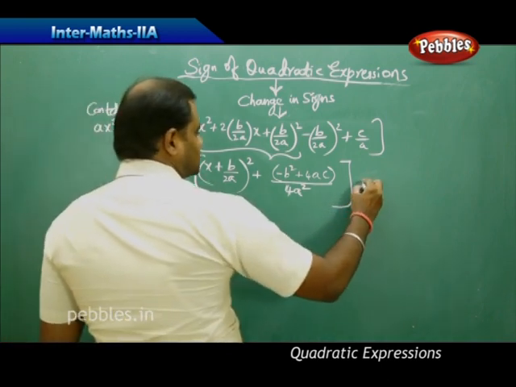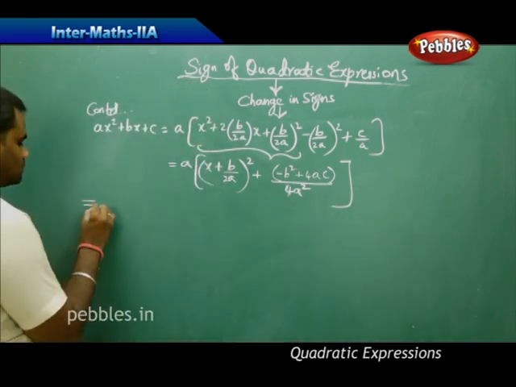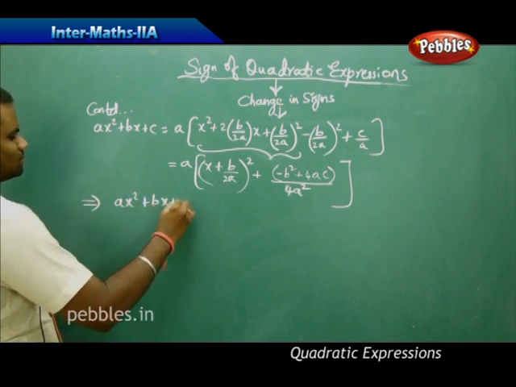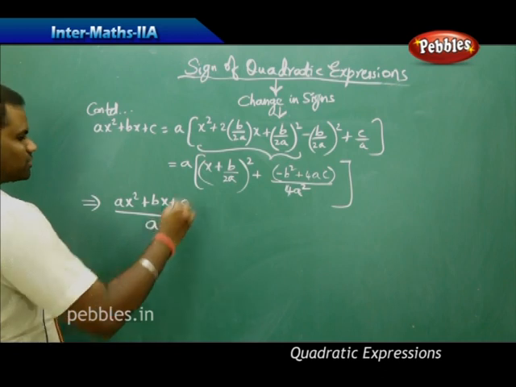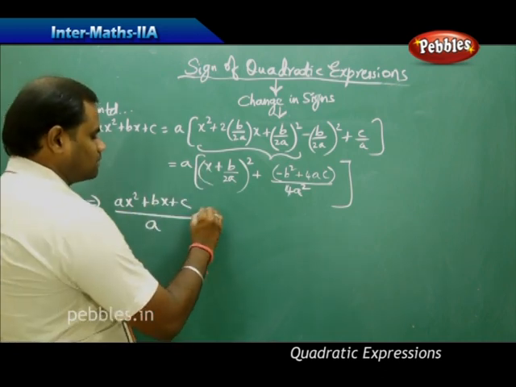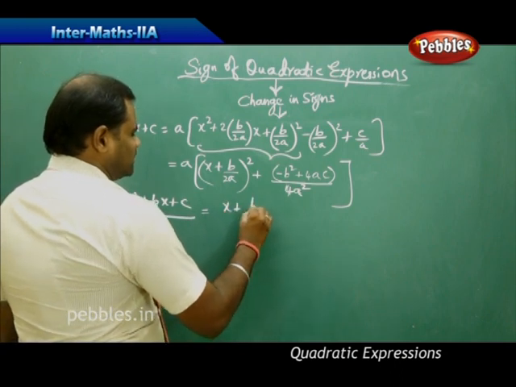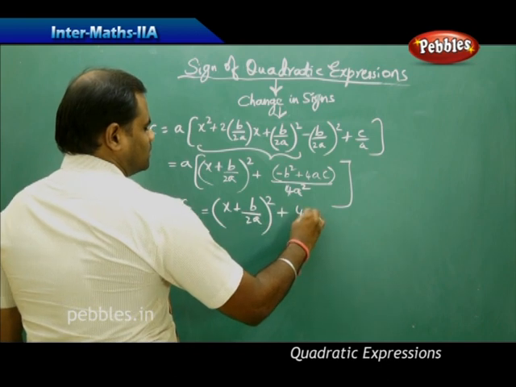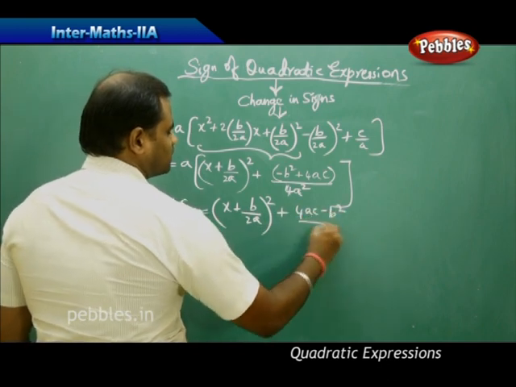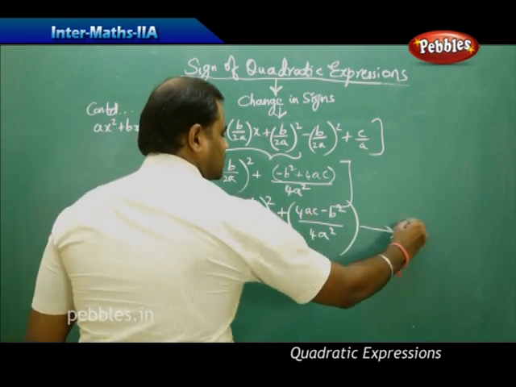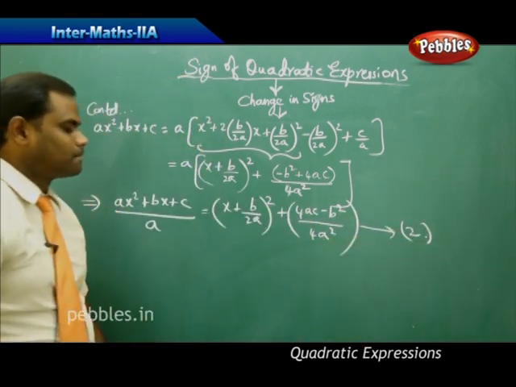Now let me take this a to the left so that this comes out as x squared plus b by a x, and this is nothing but x plus b by 2a whole square plus 4ac minus b square by 4a square, which I take as equation 2.